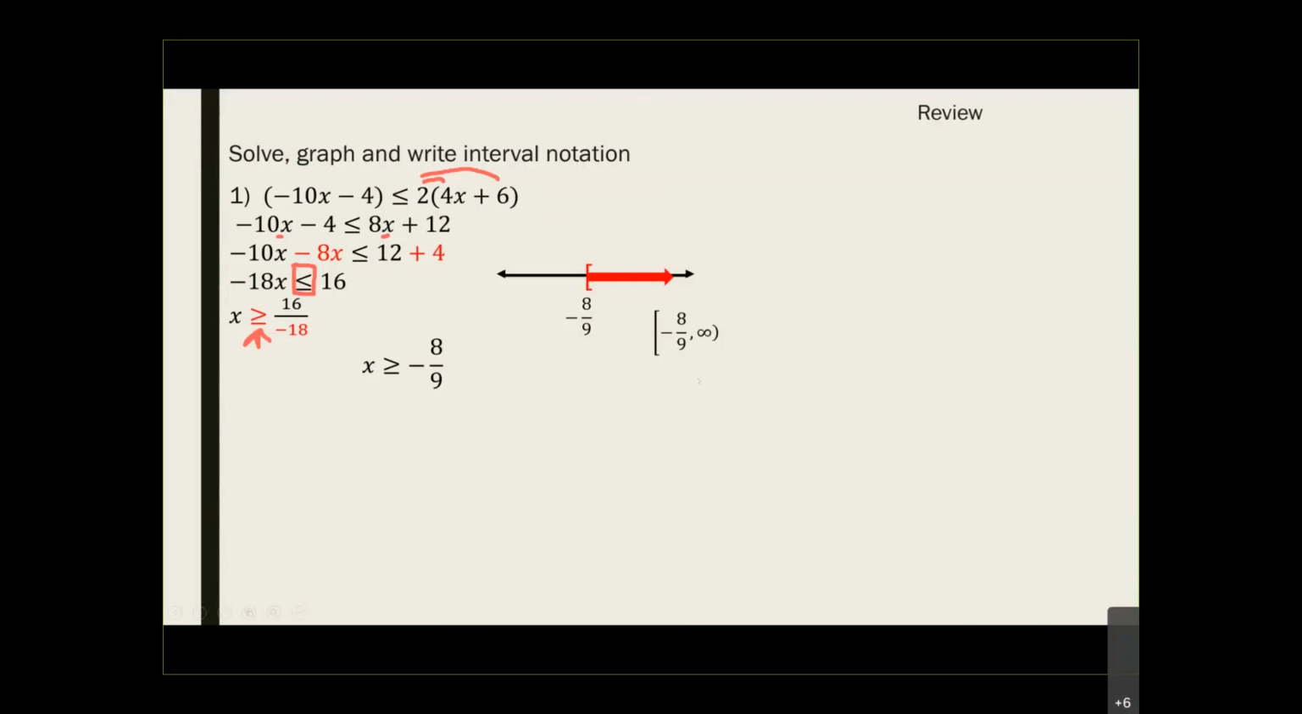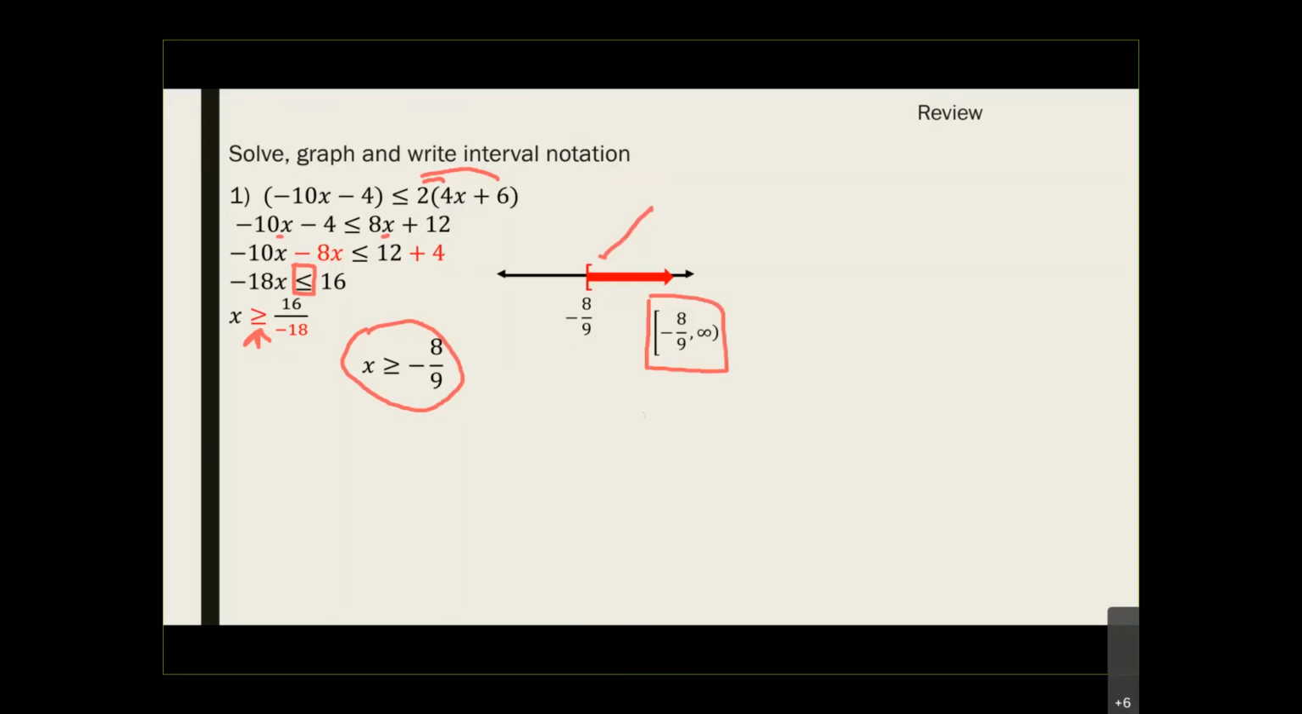Okay, so this is what we have, and we solve right here. This is your solve item. This is your graph item. And this is your interval notation. On your test, they will ask you to solve, graph, and write interval notation. And it's multiple choice, so you have to make sure you choose the correct graph in terms of that.